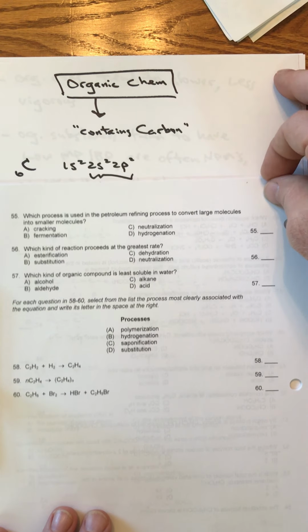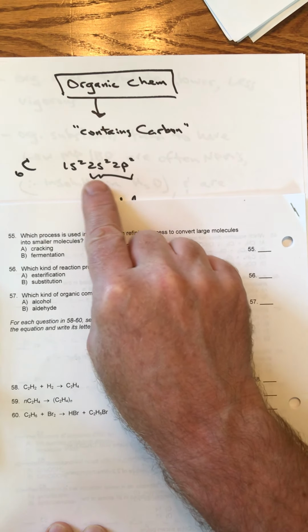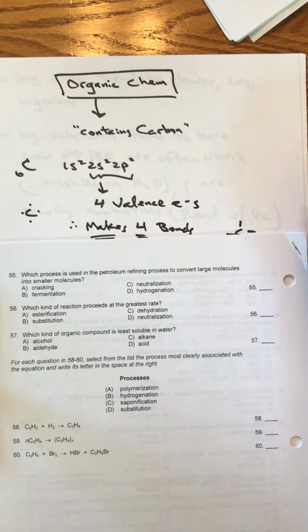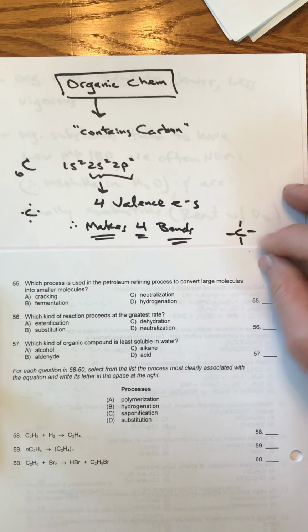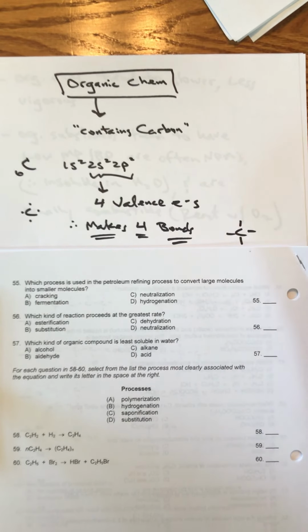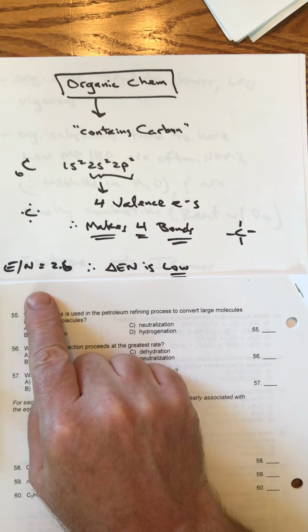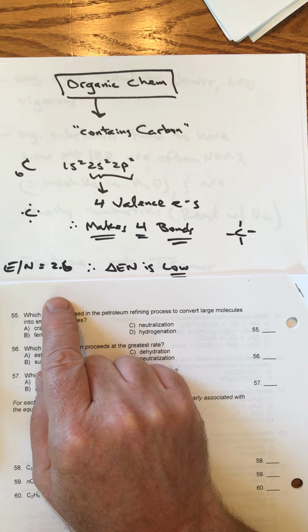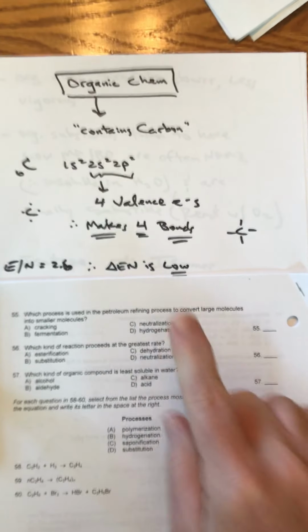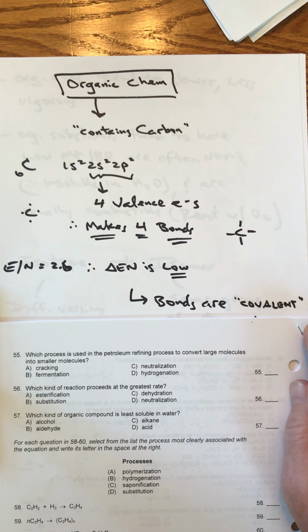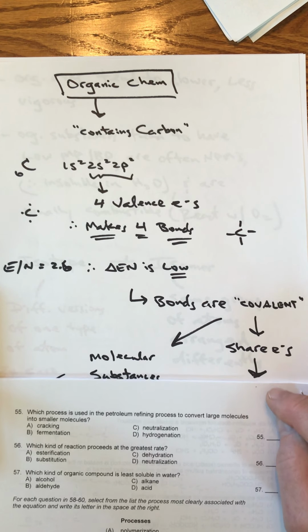Okay? Now, carbon, element number 6, 1s2, 2s2, 2p2, it's got 4 valence electrons. That means it's going to make 4 bonds. It has to make 4 bonds. And it'll hybridize different ways like we know from our bonding unit, but it's going to make 4 bonds. Now, carbon's got an electronegativity of 2.6. So no matter what atom it's bonding with, the difference in electronegativity is low. So the bonds it makes are covalent bonds. And covalent bonds means they're sharing electrons.